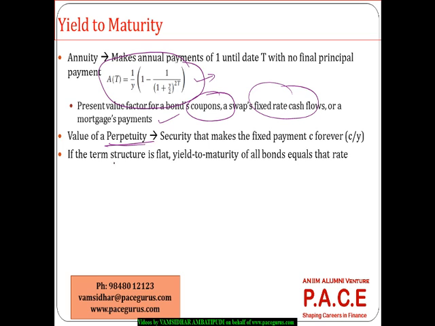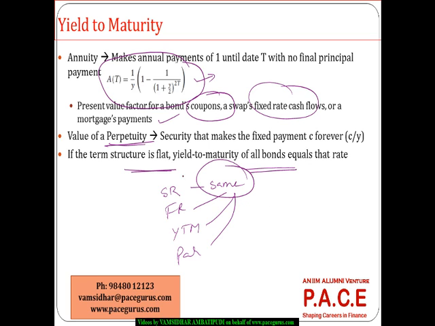But the most important thing for me is, if the term structure is flat, the yield to maturity of all the bonds is equal to that rate. Now if the term structure is flat, all spot rates are the same, right? That's the interesting thing. All the forward rates are the same, all the yield to maturities are the same, and even all the par rates are going to be the same. So the number is going to be the same if the term structure is flat across.